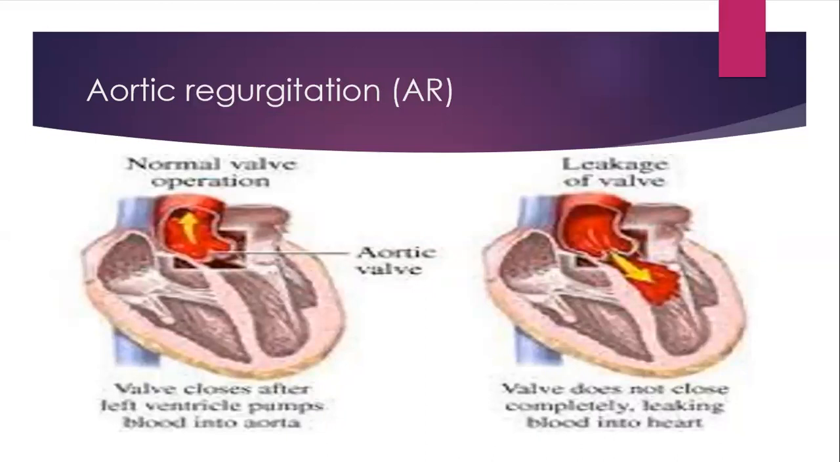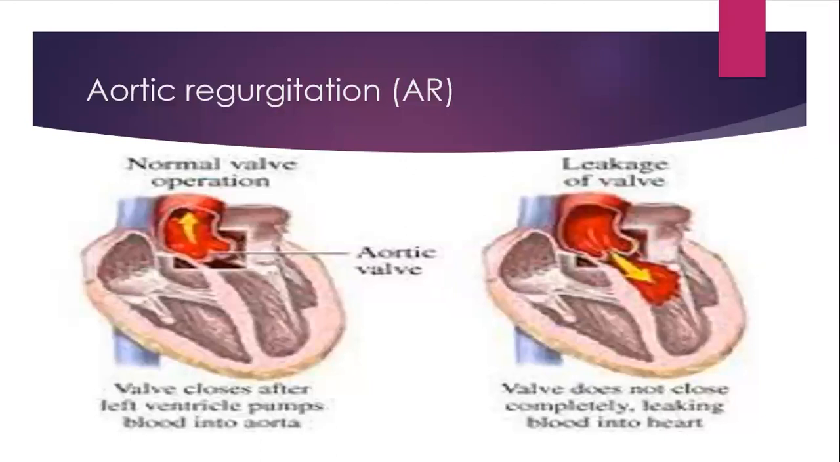So the normal aortic valve operations, that is how it occurs. In aortic regurgitation, you can see that if it is leaking, it is allowing the blood to flow back again to the left ventricle, which results in insufficient blood to the body. So that is how the effect of rheumatic heart disease appears in echo.